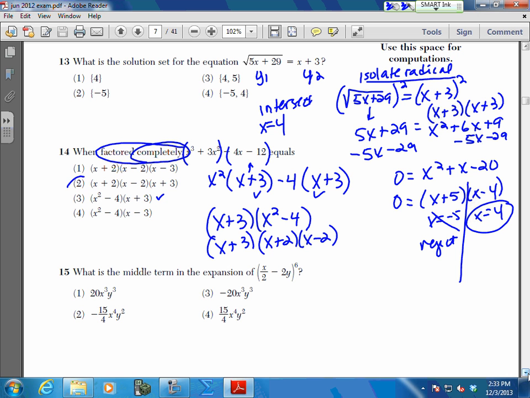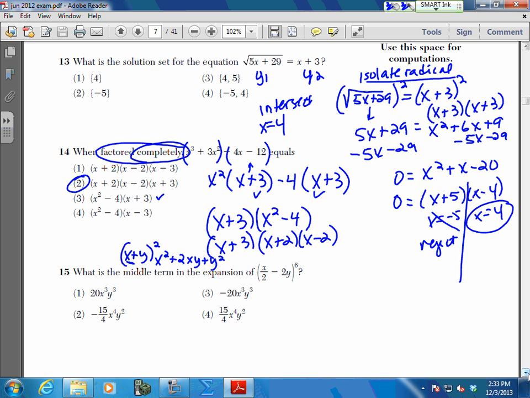Which will give you this choice. In number 15, here's your binomial expansion. Whenever you see a binomial expansion, do a small one: x plus y squared. Notice you get one extra term.